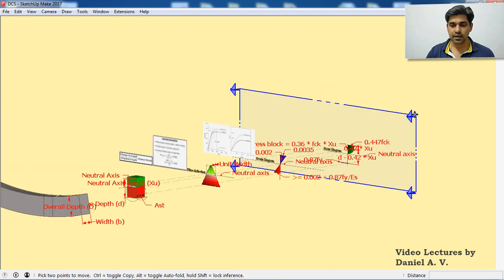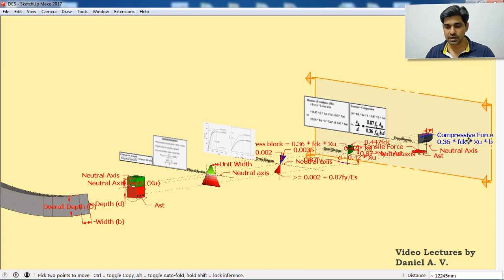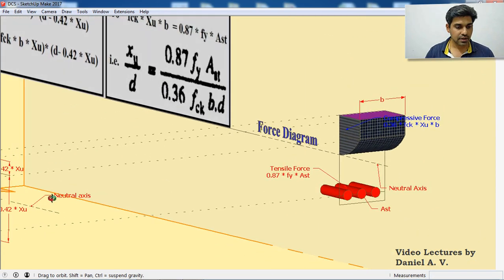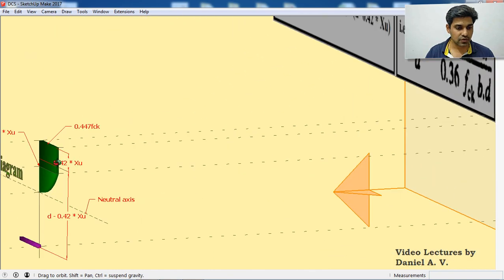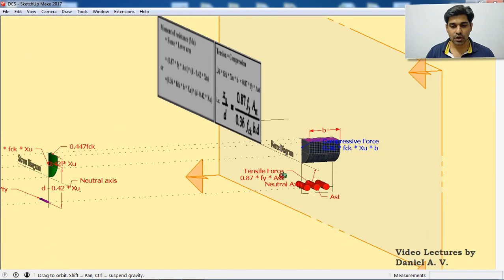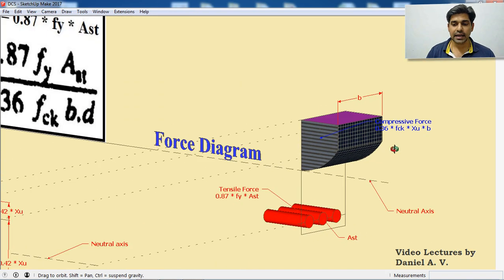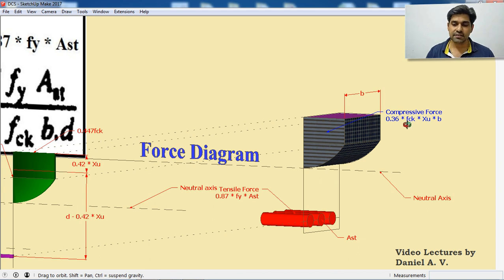So once we have this, we are moving to the final part, which is the calculation. This stress block was drawn considering a unit width. If I'm considering the whole width, I'm going to get a diagram like this. So for a unit width, I have the value as 0.36 FCK XU. When it is having a width of B, I just need to multiply with B and I will be getting the compressive force contribution of this whole concrete. So the compressive force is 0.36 FCK XU B.